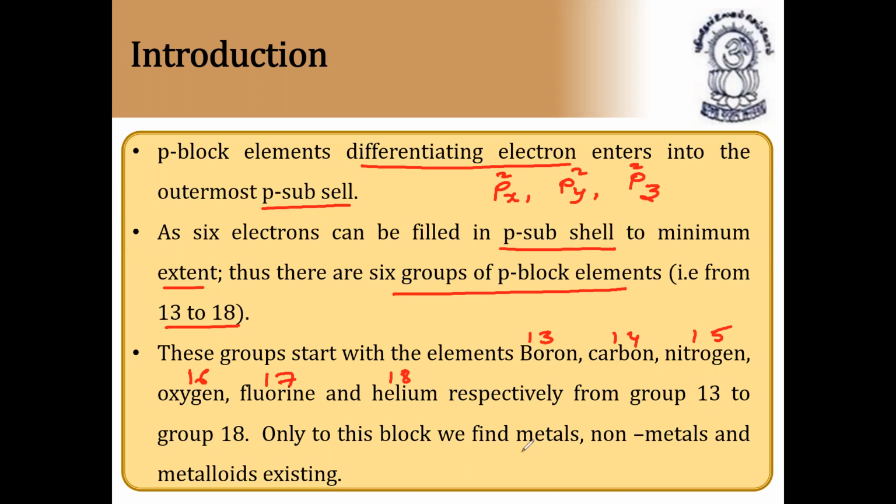Only in this block do we find metals, non-metals, and also metalloids existing. In no other block, that is d block, f block, or s block, do we have all these varieties of elements. Only in p block we have metals, metalloids, and non-metals.